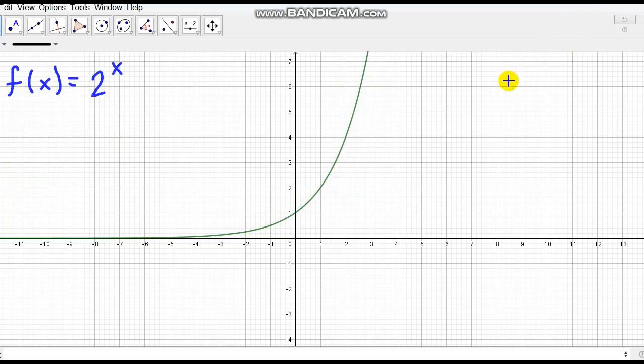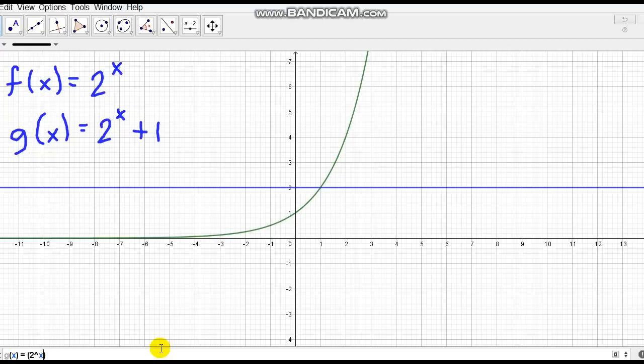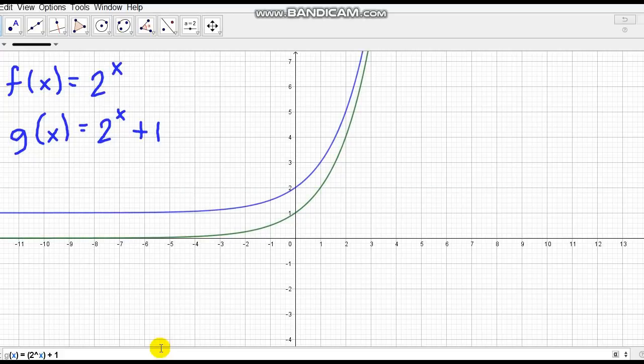Now, let's see what will happen if we change the value of k in our function. This is the graph of f of x equals 2 raised to x. This time I will add 1 to the entire 2 raised to x, not just on x. Let's name it g this time. So g of x is equal to 2 raised to x, then the entire function will be added to 1. Let's see what will happen to the graph: g of x is equal to 2 raised to x, then plus 1.